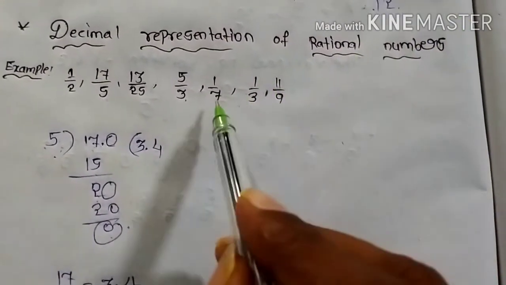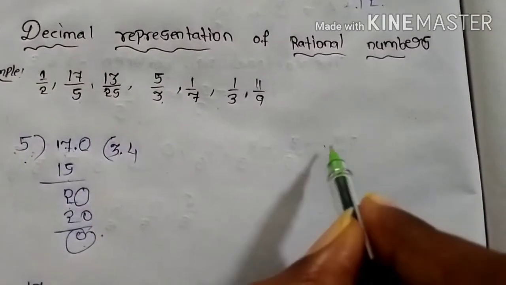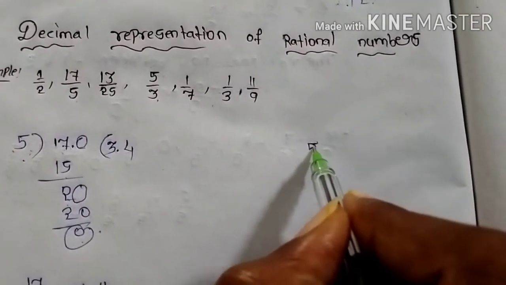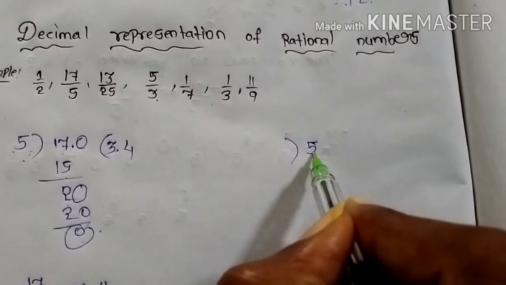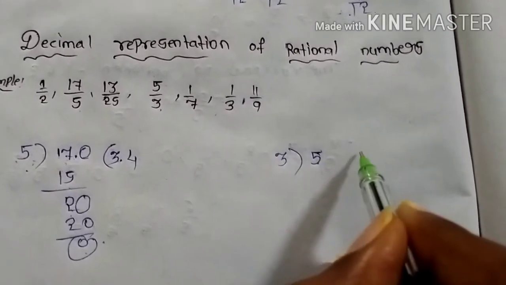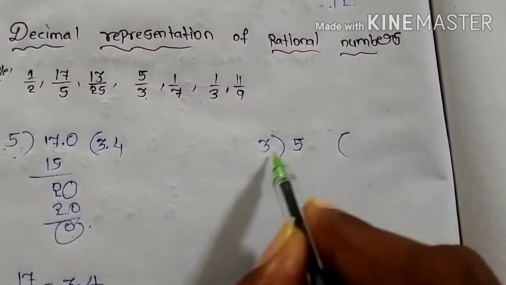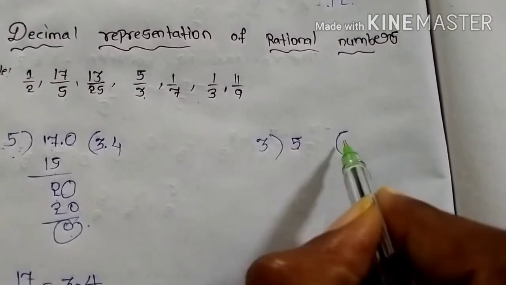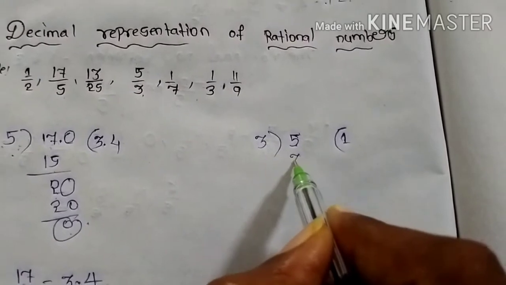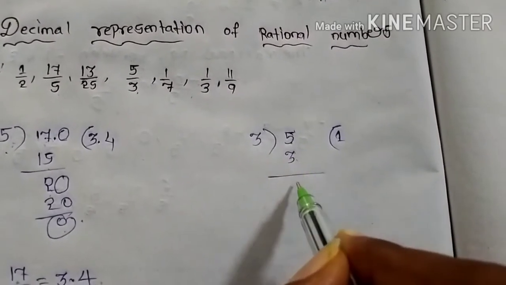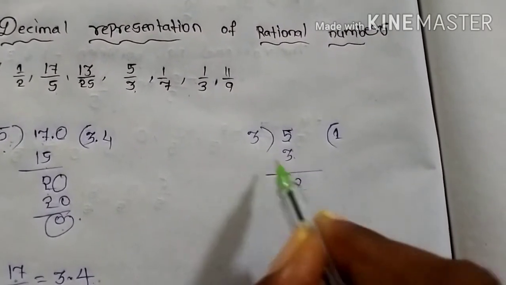Now you can see another one. I am taking 5 by 3. How can you do it? Here 5 is the numerator and 3 is the denominator. Now take the division. 3 1 is how much? 3. 3 2 is how much? 6. So don't take 2 times, you can take only 1 time. 3 1 is 3. The remainder is how much? 5 minus 3 is 2. Once you observe, 2 is less than 3.